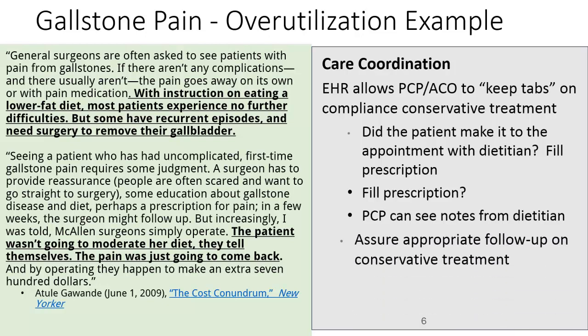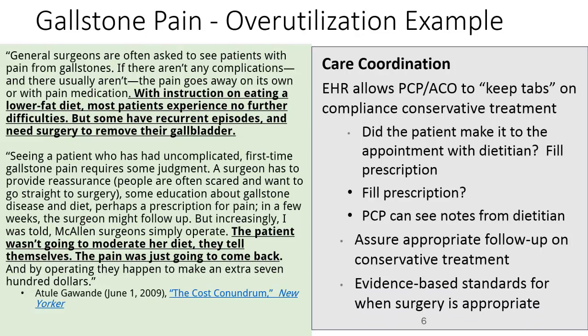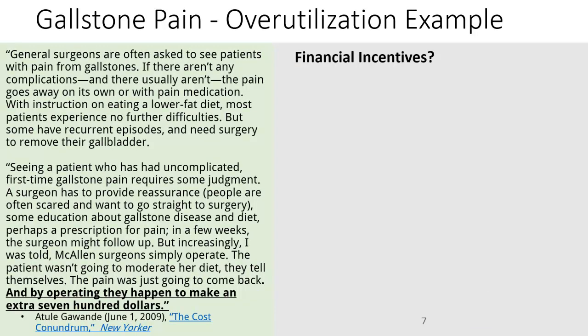So rather than just assuming that the patient is not going to moderate his or her diet, the PCMH can actually provide the patient with resources to succeed and track whether the patient complies. And the EHR will hopefully provide good evidence-based guidelines integrated into the EHR. So if conservative treatment appears it may not work, the doctor could refer to good evidence-based standards for when surgery is appropriate. But this model does raise some questions about the role and work of specialists.